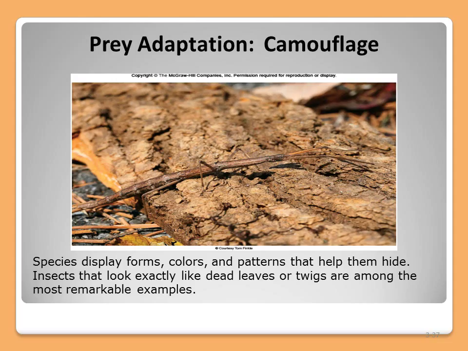Prey can also have another type of adaptation, which is camouflage, and species can have different forms or colors or patterns that help them to hide. So for example, here we have the stick bug, and it looks exactly like a stick. Things can look like dead leaves or twigs. It's pretty neat. And some of these, when they're sitting on a twig, you would have a hard time even seeing that they're there. Other organisms, like the chameleons, can change colors. Lots of neat adaptations animals have to blend into their environment.